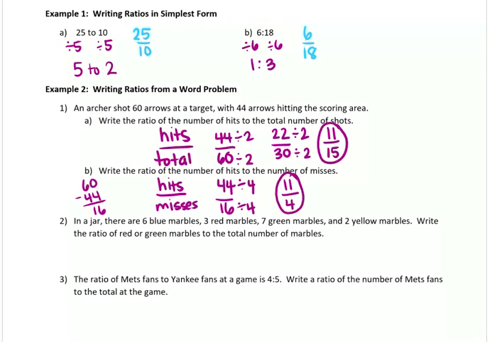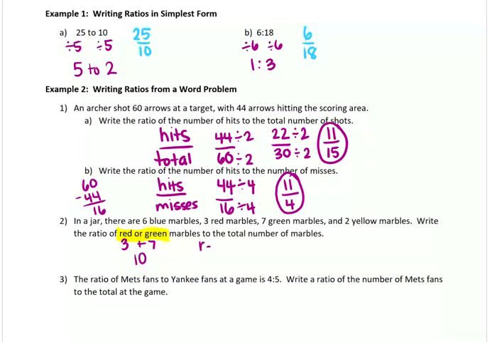For number 2, it says in a jar there are 6 blue marbles, 3 red marbles, 7 green marbles, and 2 yellow marbles. Write the ratio of red or green marbles to the total number of marbles. This one is a little bit different. In this one we have it asking us for red or green. So if that ever happens, you're actually going to combine the two of them together. So there are 3 red marbles and 7 green marbles. If I'm looking for red or green, that means that there would be 10 options.